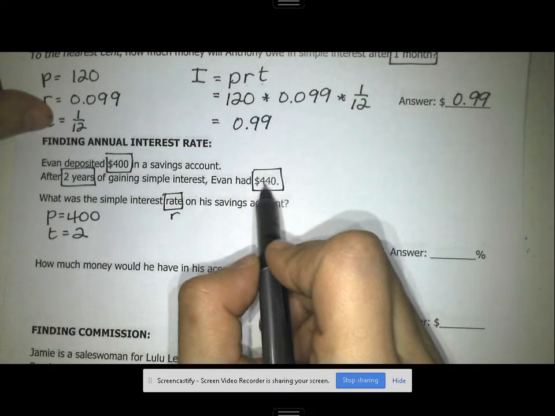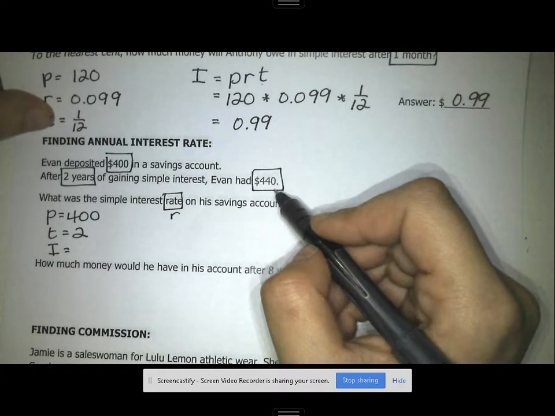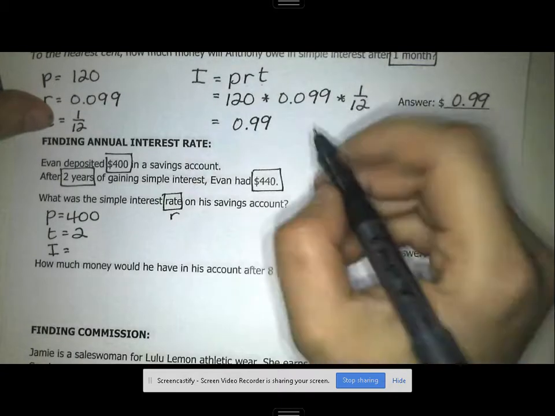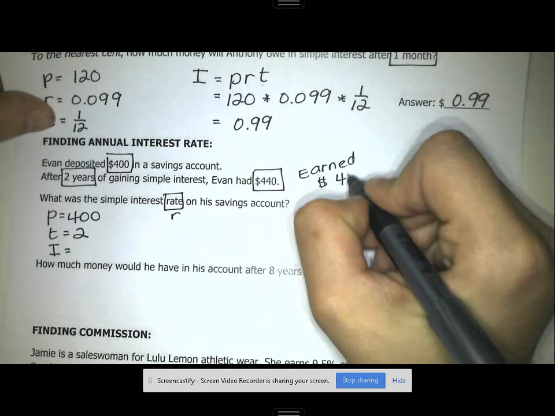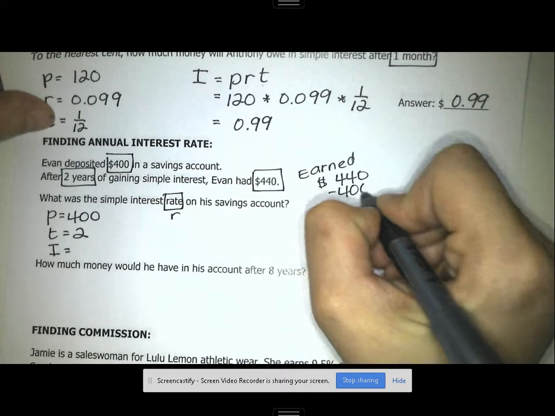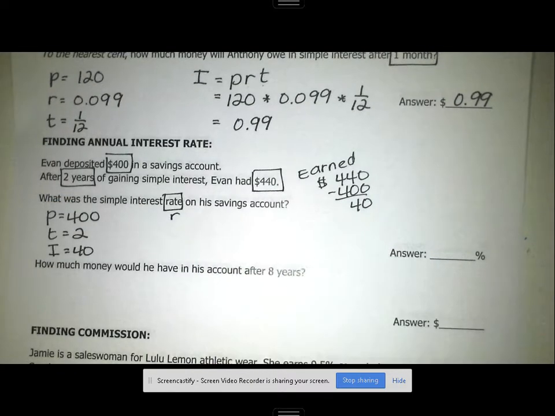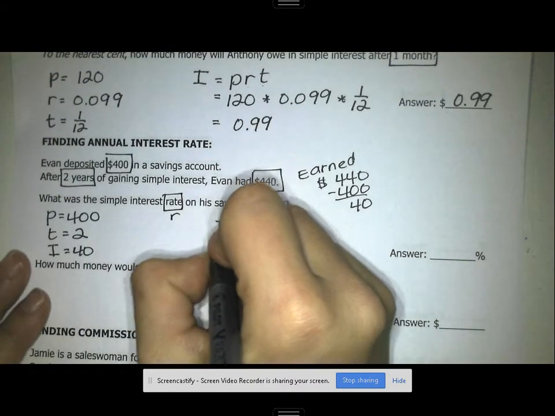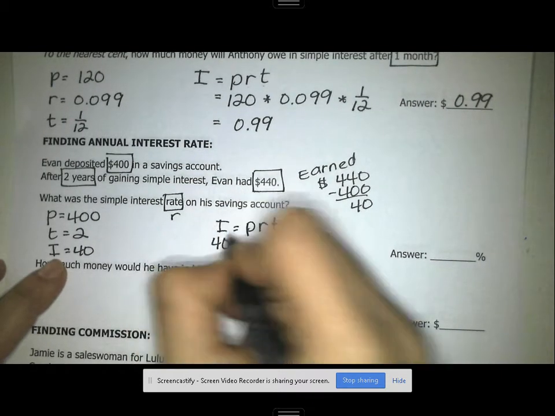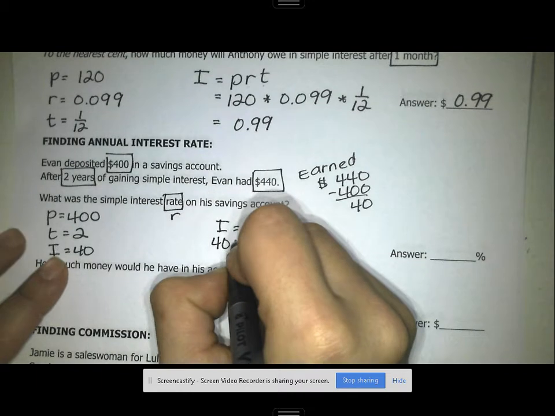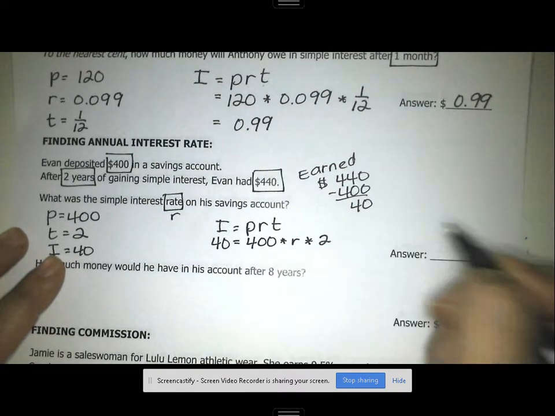Well, this time they gave me the interest he earned. Now, he didn't earn $440. He put $400 in originally. He earned $40. Because if you take $440, which he has now, and subtract how much he put in originally, he earned $40. So his interest is $40. And we're trying to find rate. So I'm going to do interest is PRT. Now I know the interest is $40. And I know that the principal is $400. And the rate I don't know, but I do know that it's 2 years' time.